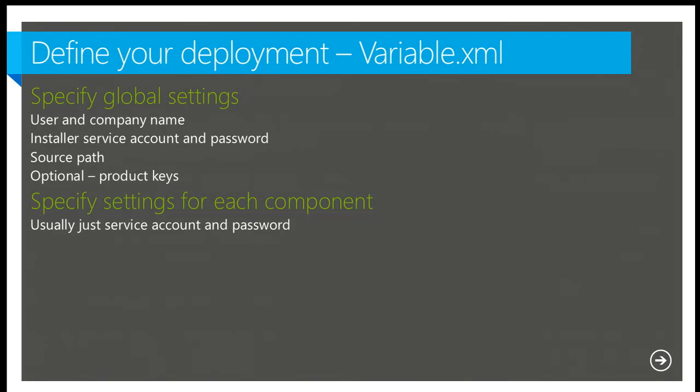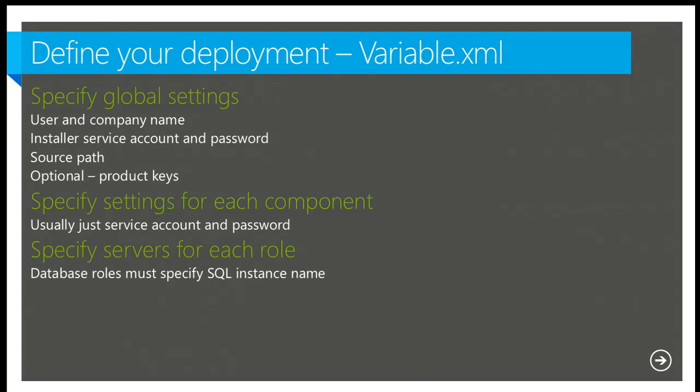And then there's some settings you specify for each component. Typically, that's just the service account and the password for that service account that's used by that component. In a couple of cases, there are a couple more, but we highlight what those are for you. And then you say which server each one of the roles you want to deploy is going to be installed to. Give it an FQDN for the server that it's going to be deployed to. If it's a database role, you have to tell it what SQL instance you want to use. And then you also have to tell it which version of SQL you want to use and who you want to be the administrator group for SQL.